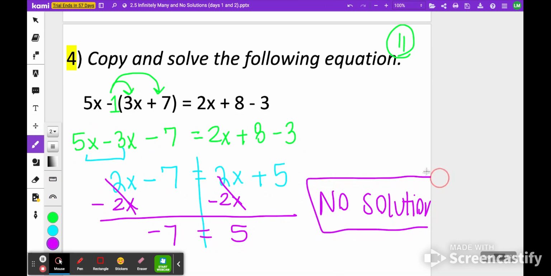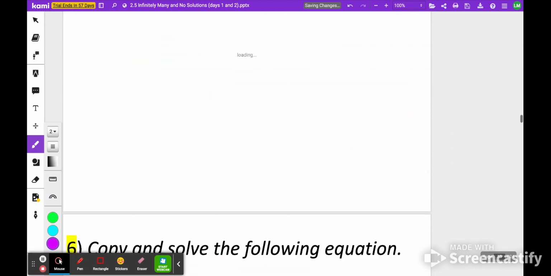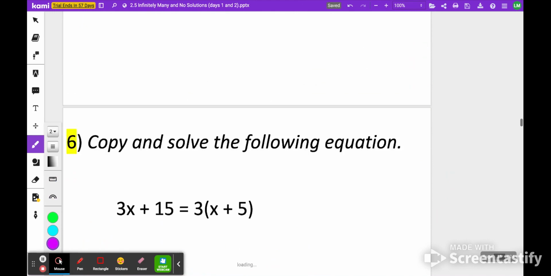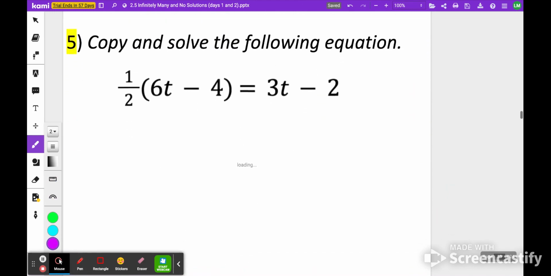Okay. Our last two are going to have a little bit more to do with distribution. Again, let's pause the video here, distribute that 1/2 to the 6t and the 4, then see what type of solution it makes.